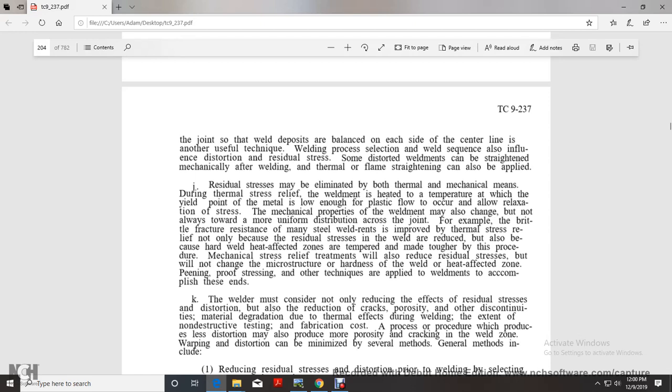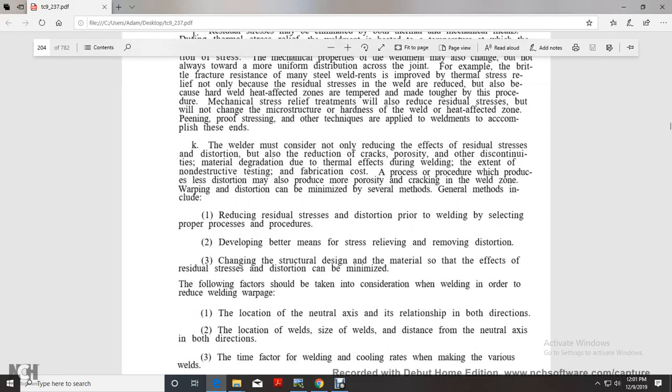For example, the brittle fracture resistance of steel welds improves with thermal stress relief, not only because the residual stress of the weld is reduced, but also because the hard heat affected zones are tempered to be made tougher. Mechanical stress relief treatments will reduce the residual stress, but will not change the microstructure hardness of the weld heat affected zone. Peening, proof stressing and other techniques are applied to weldments to accomplish these ends.